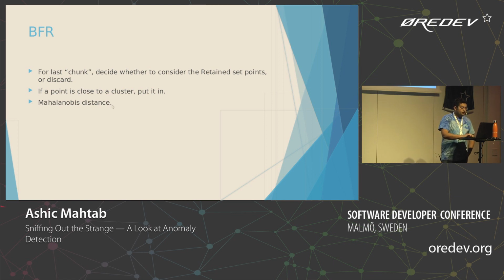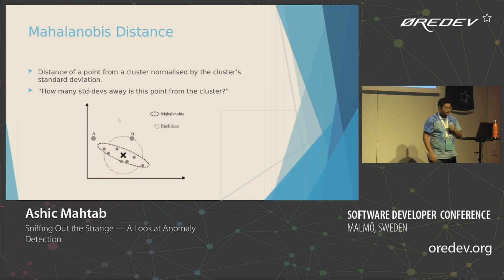Okay. Now, I mentioned the notion of distance from a centroid and distance from a cluster. So for basic k-means, the distance from a cluster was basically whatever distance measure we had, like the Euclidean distance or the edit distance or whatever, and that led to spherical clusters. For BFR, we have the notion of Mahalanobis distance. Okay, quite a mouthful.